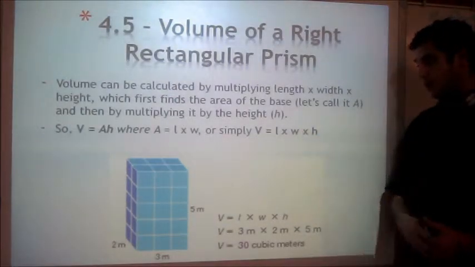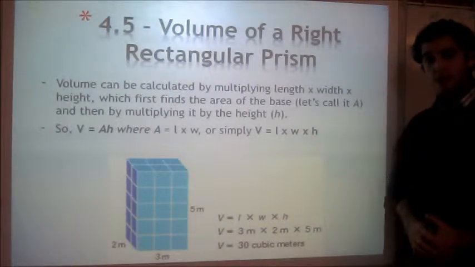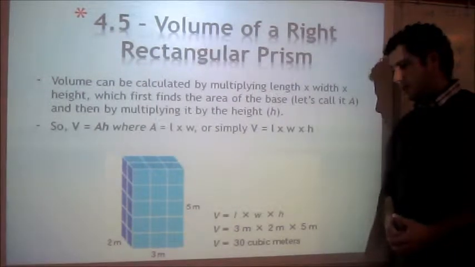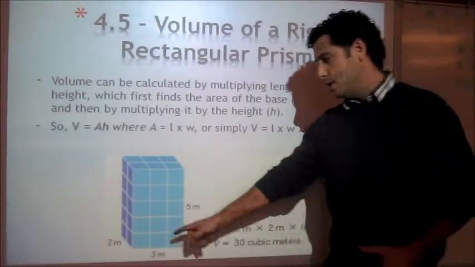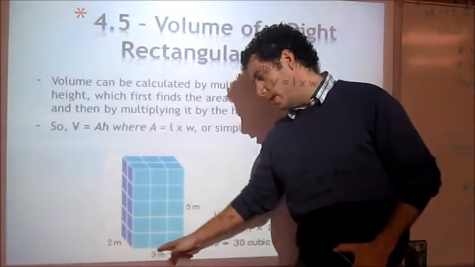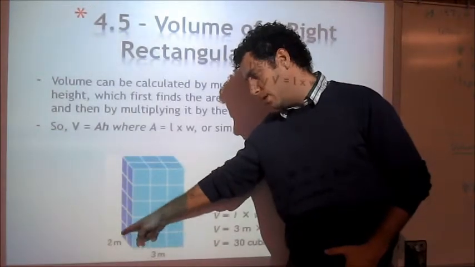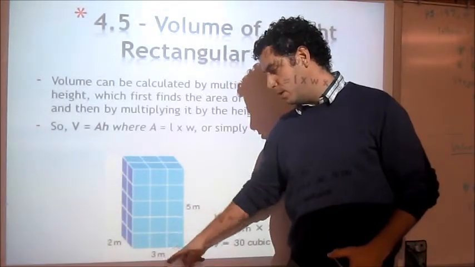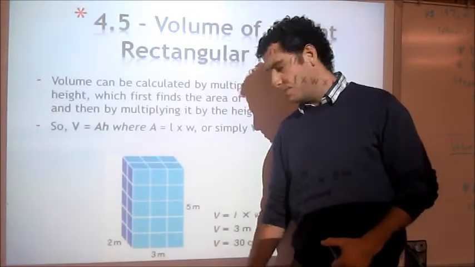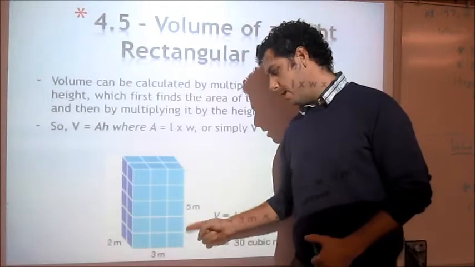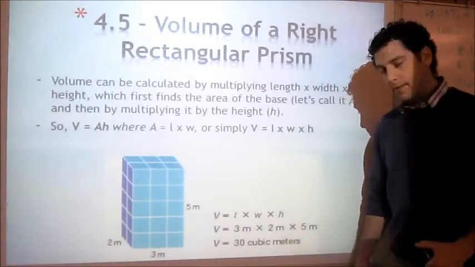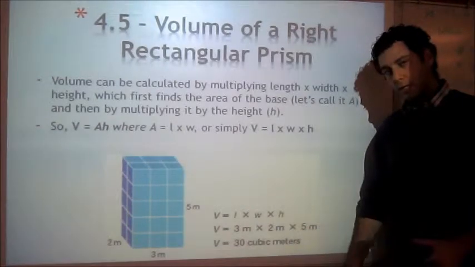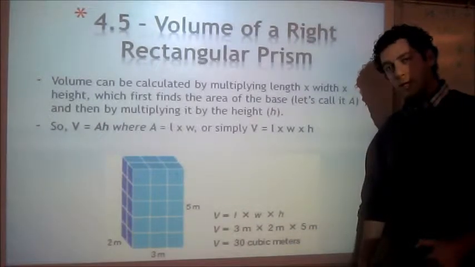Or simply, volume is equal to length times width times height. In this case, the length is 3, the width is 2. So we would calculate the area of the base first. 3 times 2 would give us 6, and then we would multiply that by 5. So 6 times 5 is 30. Our volume for this rectangular prism is 30 cubic meters.